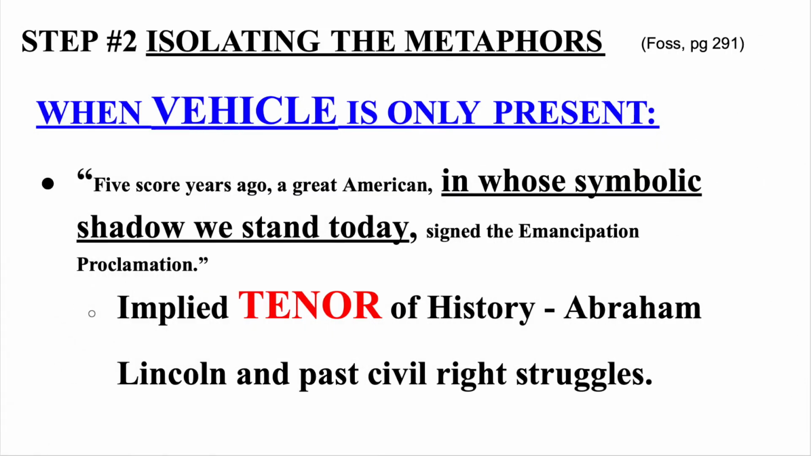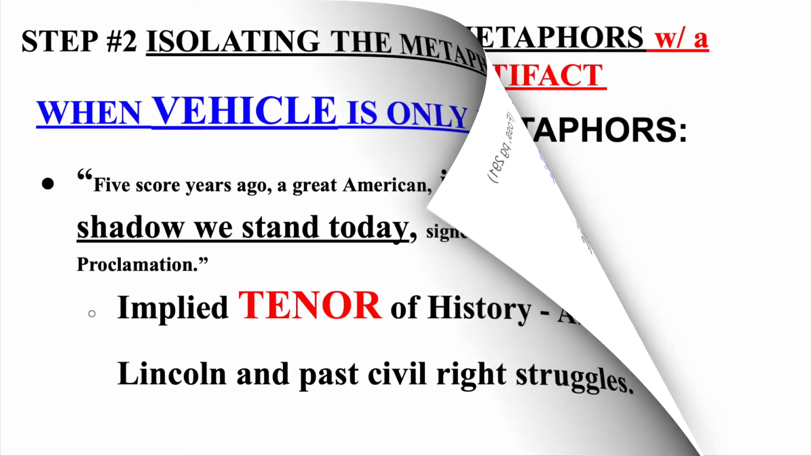In some cases, both aspects of a metaphor are not present. Like when MLK says, "In whose symbolic shadow we stand," the vehicle, a symbolic shadow, is only present. There is an implied tenor of history, which is Abraham Lincoln and past civil rights struggles.